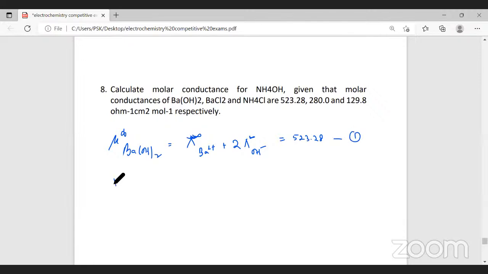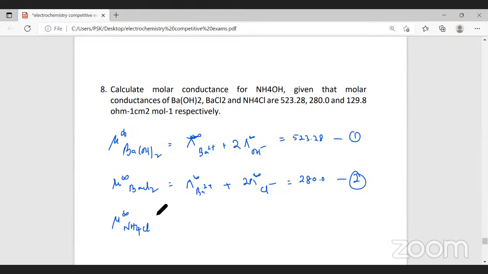Now, what's the molar conductance of barium chloride? That will be again molar conductance of barium ion plus twice the molar conductance of Cl-. What they have given us is 280.0. This is equation 2. What is the molar conductance of ammonium chloride at infinite dilution? They've given ammonium chloride. It is molar conductance of ammonium ion plus conductance of chloride ion, which they've given us as 129.80. This is marked as equation 3.